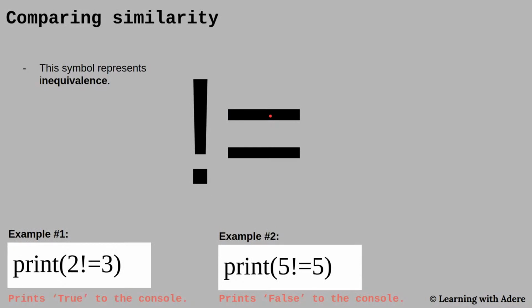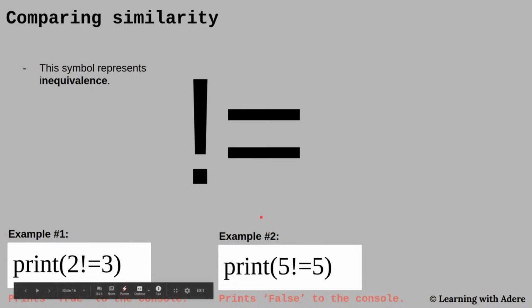There's actually another way we can compare similarity with the comparison operators. We can use another symbol, with an exclamation mark and then an equal sign, that represents two things not being equal. So it's pretty much the opposite of that last symbol we just discussed. In this case, we're saying 2 is not equal to 3, and we're using the print function so we can see our output in the console. This prints true to the console because it is true that 2 is not equal to 3.